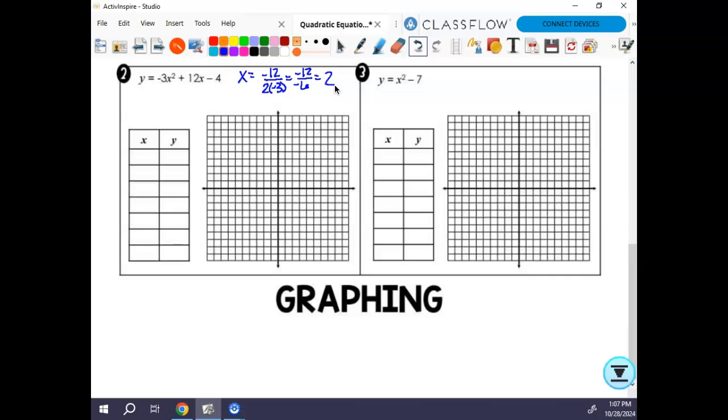I got 2. Did y'all get 2? Did it give you enough time to get 2? 2 here. Then fill in your X column.